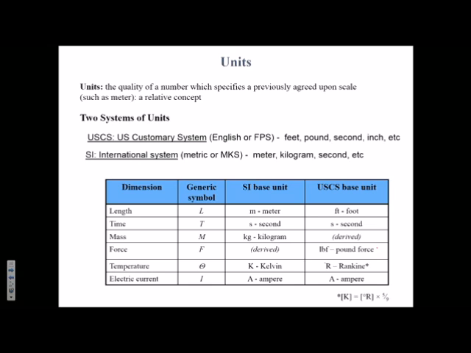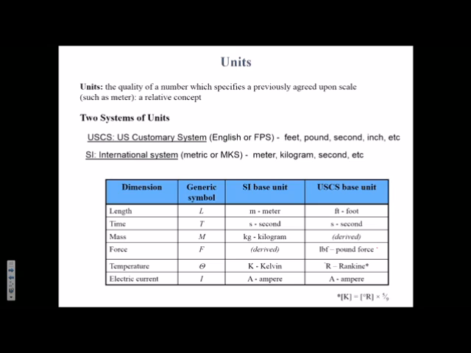For USCS, the difference is in the length, so this is meter, this is feet, second is common, mass is kilogram, but the unit of mass in the USCS system is the derived one. On the other hand, the unit of the force in the USCS system is base. So the unit of the force in the USCS system is pound force, sometimes also written simply as pound, LB. But more correctly speaking, it should be written as LBF or pound force. Temperature has base unit as Rankine, and electric current is the same, ampere, right?